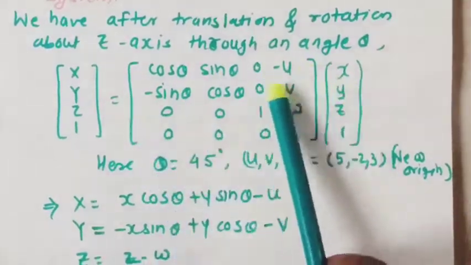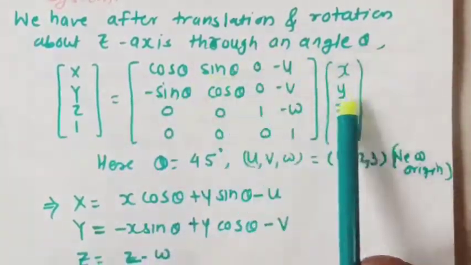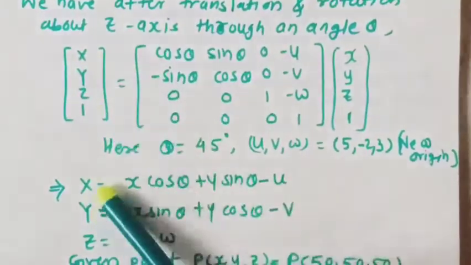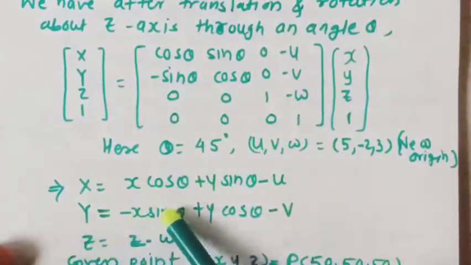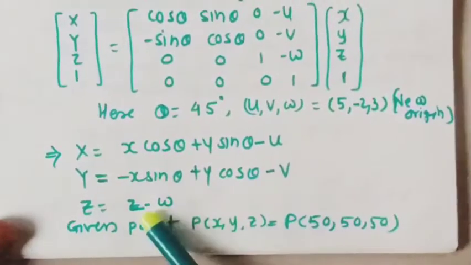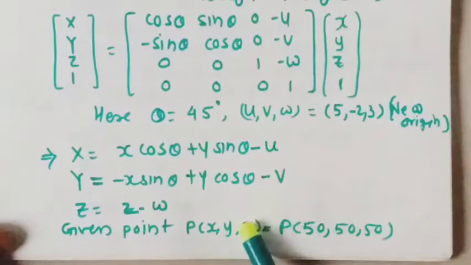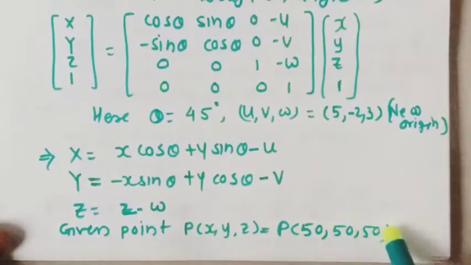Right? Now after multiplication of these two matrices on the right hand side, we'll get these equations. And on equating, we'll get the value of the new coordinates capital X, capital Y, capital Z as these three. Okay. Now what is the given point? Small x, y, z is the given point in the given coordinate system. Its value is 50, 50, 50, right?